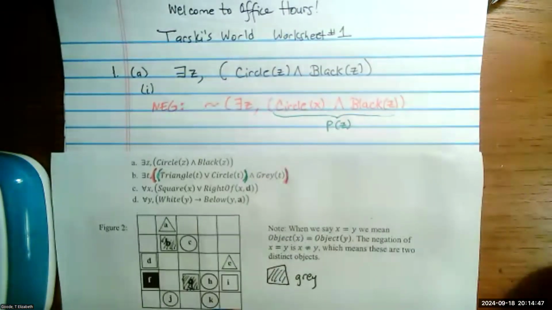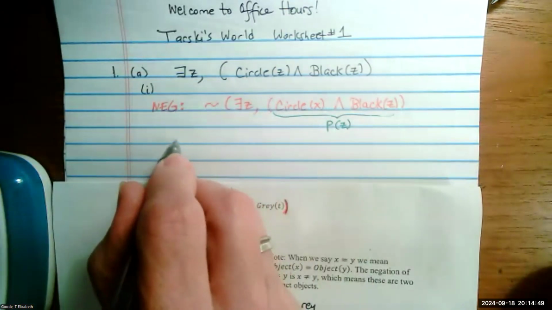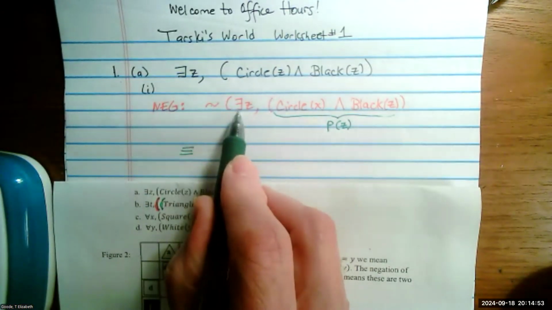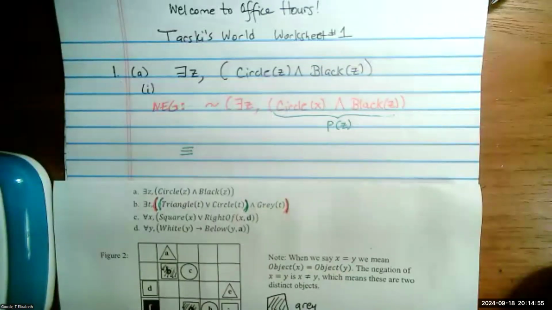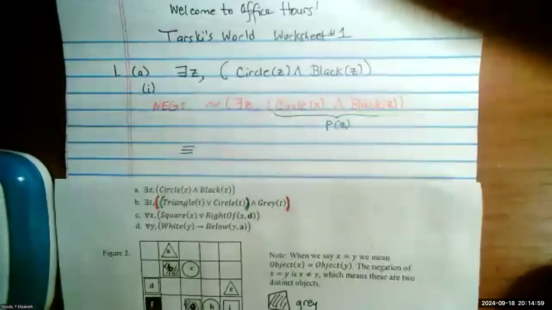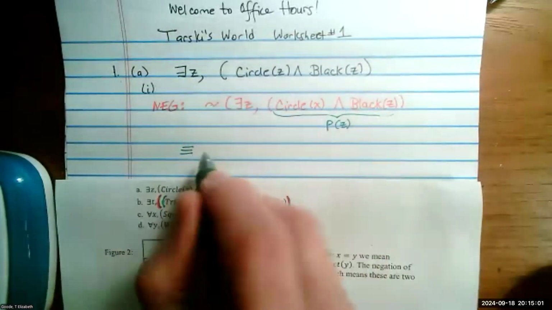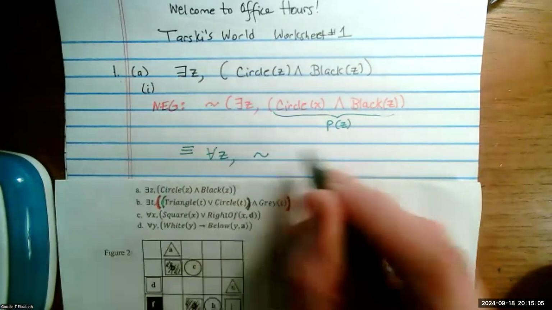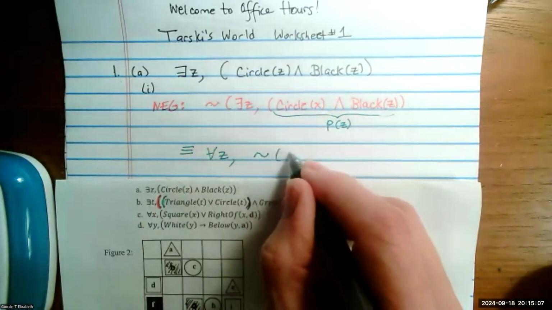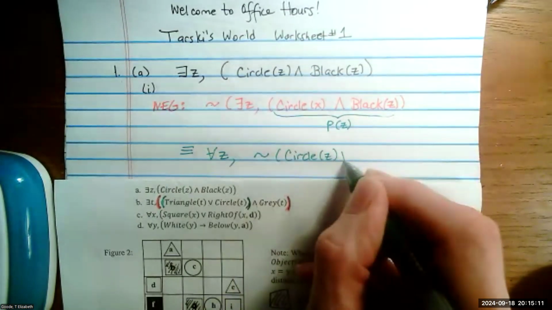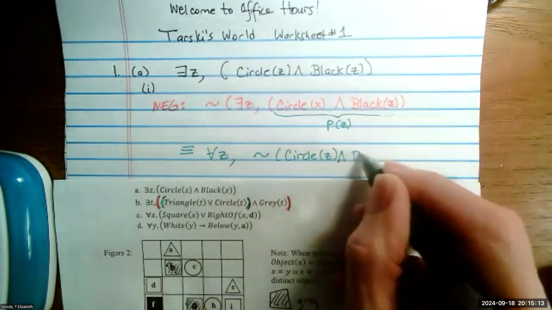So when we bring the not through the there exists, what happens? It turns into a for all. So it's a for all Z, it's not true that P of Z. In other words, it's not true that circle Z and black Z, right?